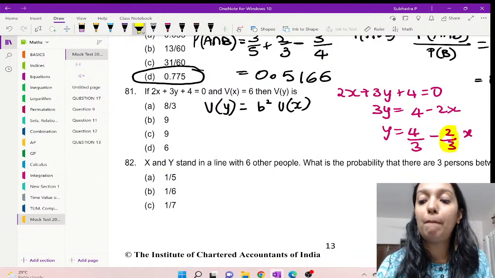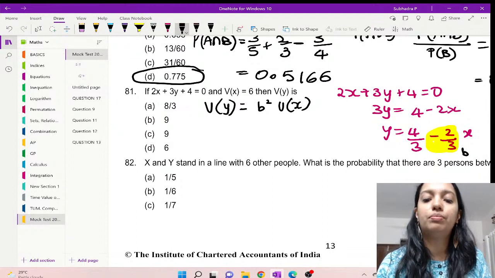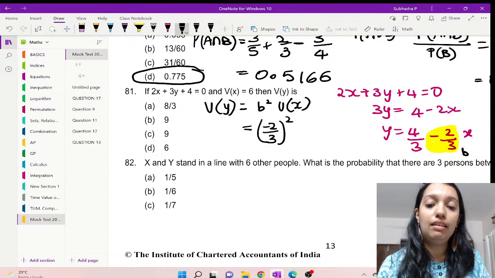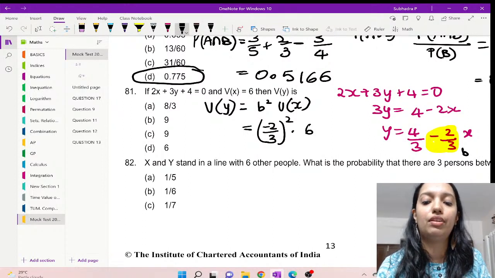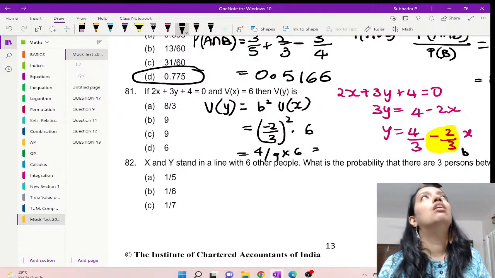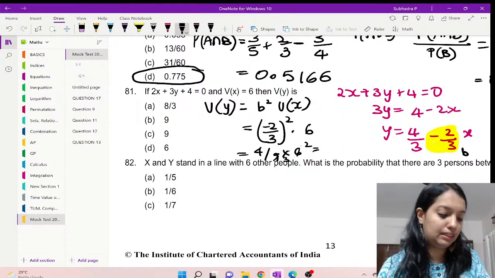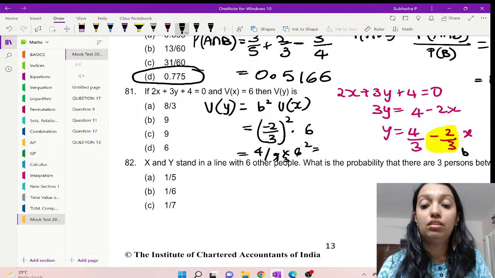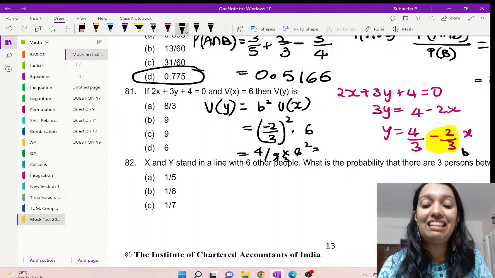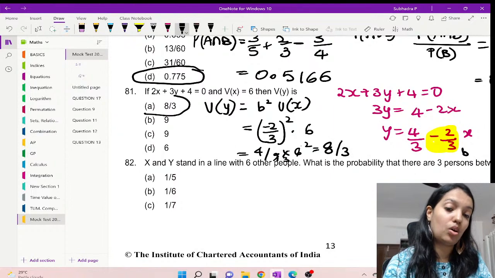So what is my b value? B value is equal to minus 2 by 3. B square means minus 2 by 3 whole square into variance of x, they have given 6. So this will be 4 divided by 9 into 6. Okay, this has to be 4 divided by 9 into 6, that's correct. So 8 divided by 3 is your answer. Do we have that? Yes, option A.